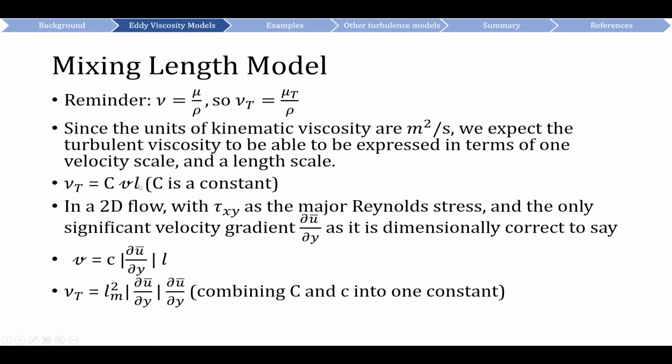And in a 2D flow where tau xy is the major Reynolds stress and the major velocity gradient is du/dy, we can also approximate this velocity scale as a constant times du/dy times L. Combining this into this equation here, we obtain a final expression for the turbulent kinematic viscosity as a mixing length, where I've combined both constants into this mixing length term, squared, times the magnitude of du/dy times du/dy. This is a very simple model for the kinematic viscosity in terms of an algebraic expression.